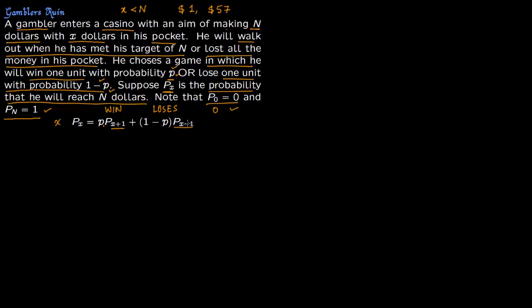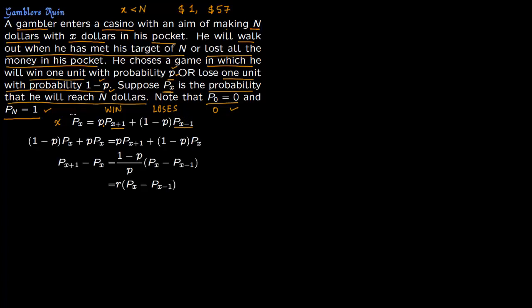So what we now do is we rewrite this left hand side as 1 minus P plus P. So P and P would cancel out and then you can rearrange this to obtain this equation. So now we will rewrite this term as R. So R is nothing but 1 minus P over P. So the equation we are going to work with is this.